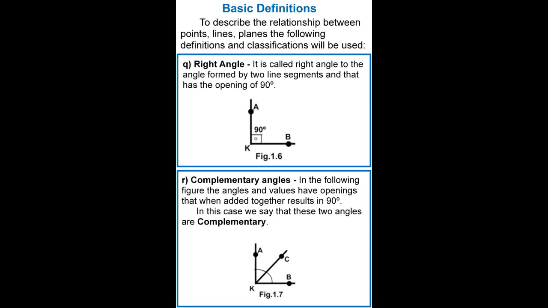In the second part of the slide is presented the definition of complementary angles. A right angle is divided by a line segment forming two angles. In the case of figure 1.7, the angle AKB is divided by the line segment KC. Thus, you have two angles, AKC and BKC. The addition of the values of the two angles has the value of 90 degrees. Thus, when two adjacent angles have their value added and the result is 90 degrees, we say that these two angles are complementary.